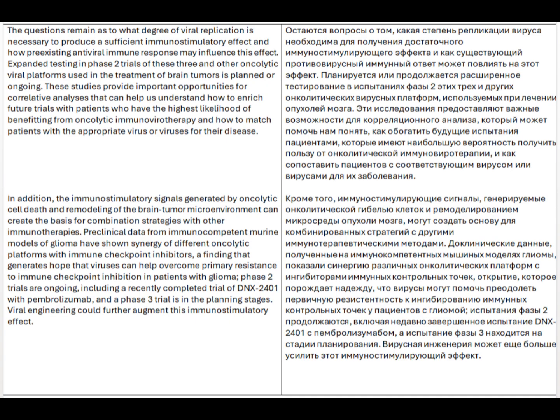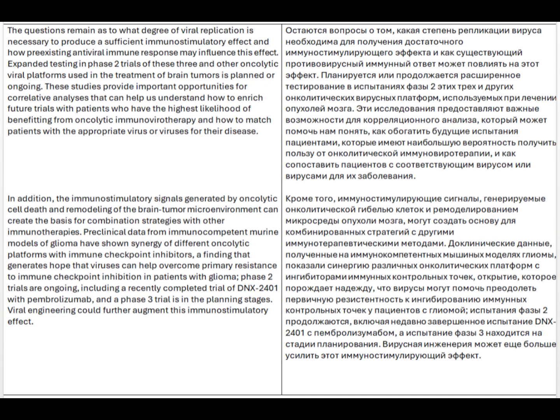Expanded testing in Phase 2 trials of these three and other oncolytic viral platforms used in the treatment of brain tumors is planned or ongoing. These studies provide important opportunities for correlative analyses that can help us understand how to enrich future trials with patients who have the highest likelihood of benefiting from oncolytic immunovirotherapy, and how to match patients with the appropriate virus or viruses for their disease. In addition, the immunostimulatory signals generated by oncolytic cell death and remodeling of the brain tumor microenvironment can create the basis for combination strategies with other immunotherapies.